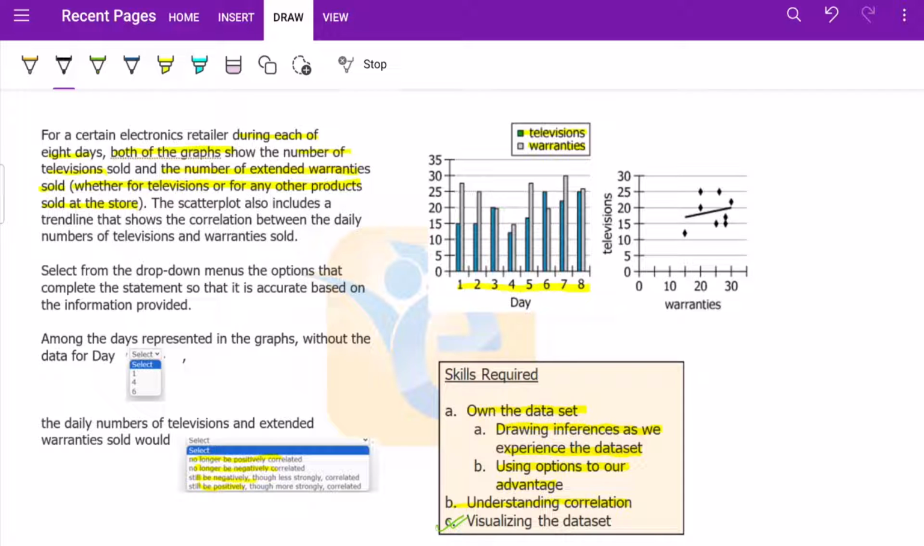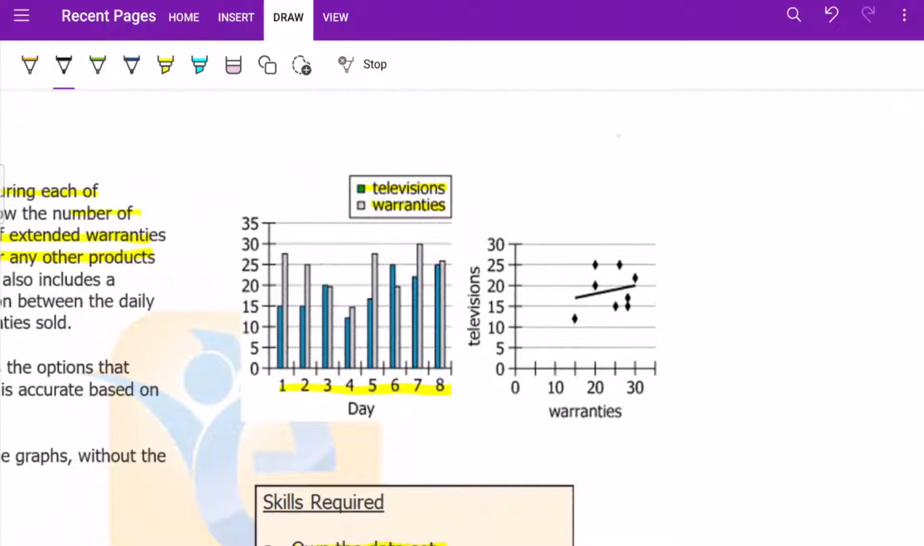So one very quick inference that we can draw here and that we need to understand is the television sold and warranties sold can be represented with a Venn diagram like this. So what is basically happening, this is television, this is warranty. So there can be warranties of television, there can also be warranties that is not of the television.